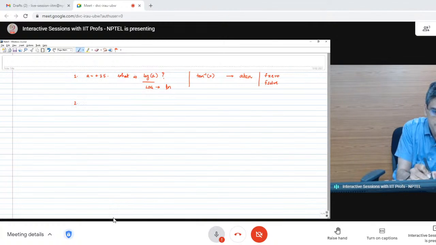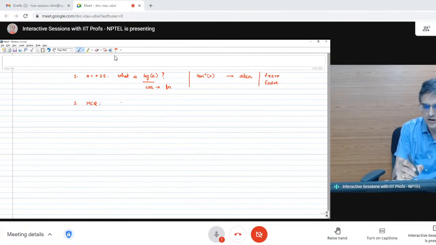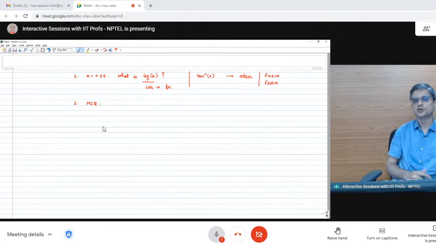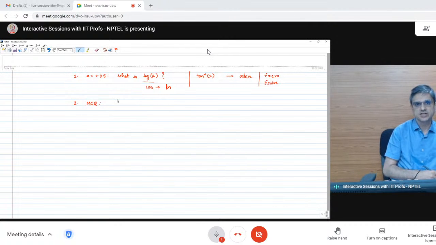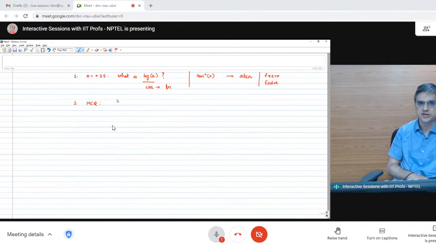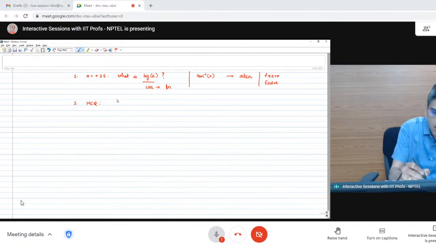Another type of question would be MCQ. For example, which method is used for solving a set of linear equations? One of the answers I might have given is Gauss elimination. The remaining 3 or 4 or 5 answers would be different. So that would be MCQ, or it could be MSQ.